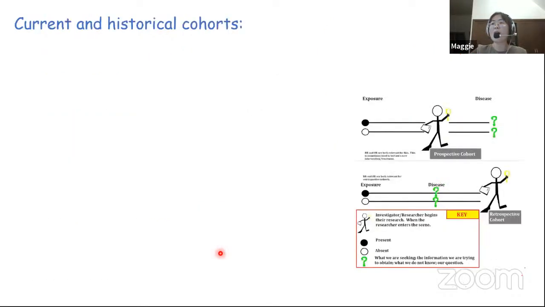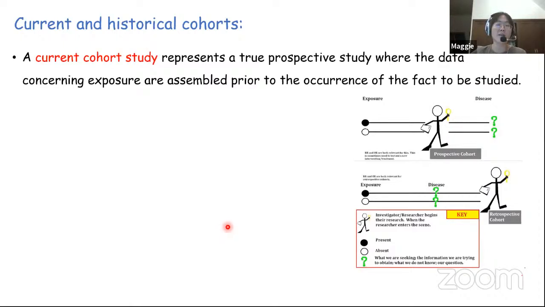Okay. And the cohort studies can be divided into two types. One is the current cohort study. A current cohort study represents a true prospective study where the data concerning exposure are assembled prior to the occurrence of the fact to the study. It's complicated. What does that mean?